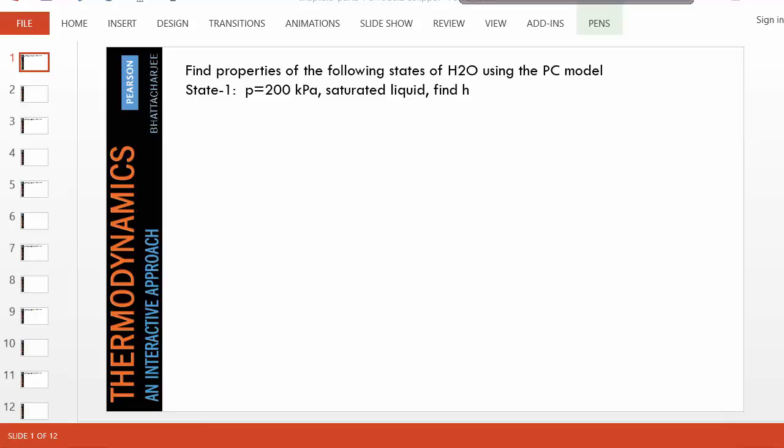Hello, I'm going to solve a series of small problems where we'll find a state using the PC model. These are very short snippets of problems, but the same methods can be used for more complex problems. So let's begin.